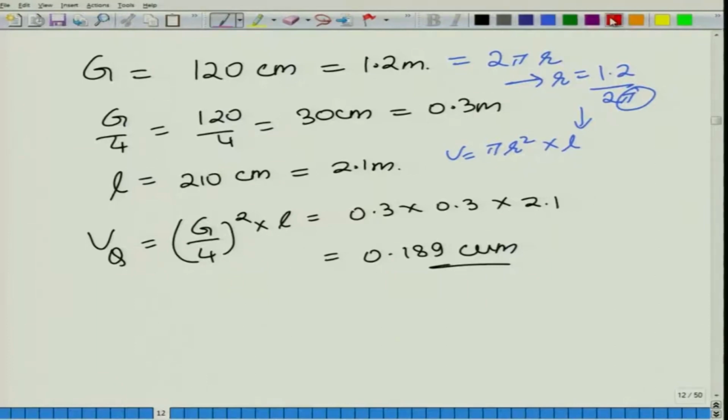Whereas in the case of the quarter girth formula, we were able to come up with a volume in no time. You just divide G by 4, take the square, and multiply that with the length of the solid, and you get the volume of the solid. So, this is an easy formula to get a quick estimate of the volume of the usable timber that we will get out of a log of wood.